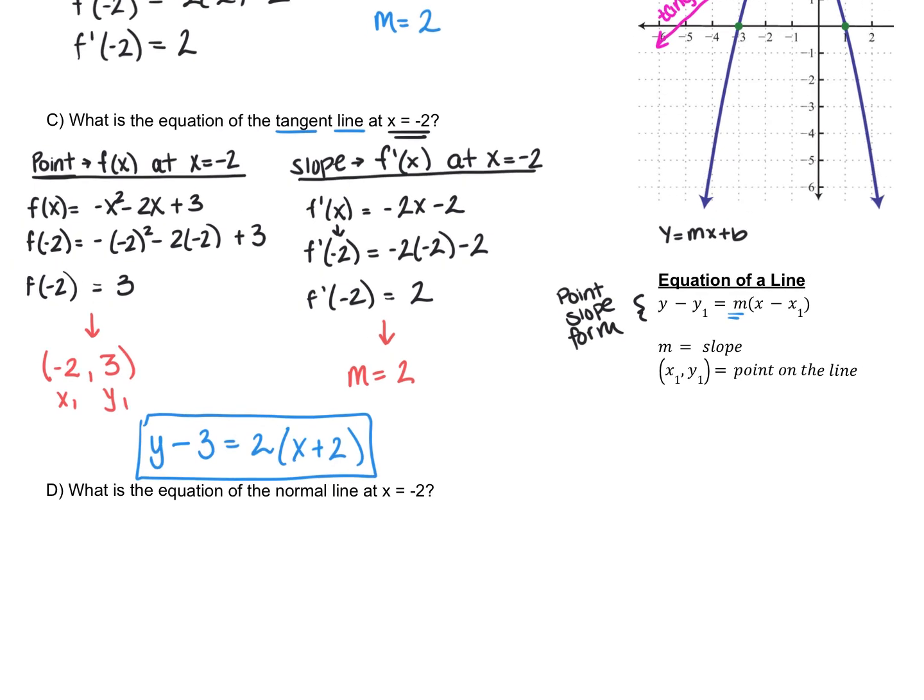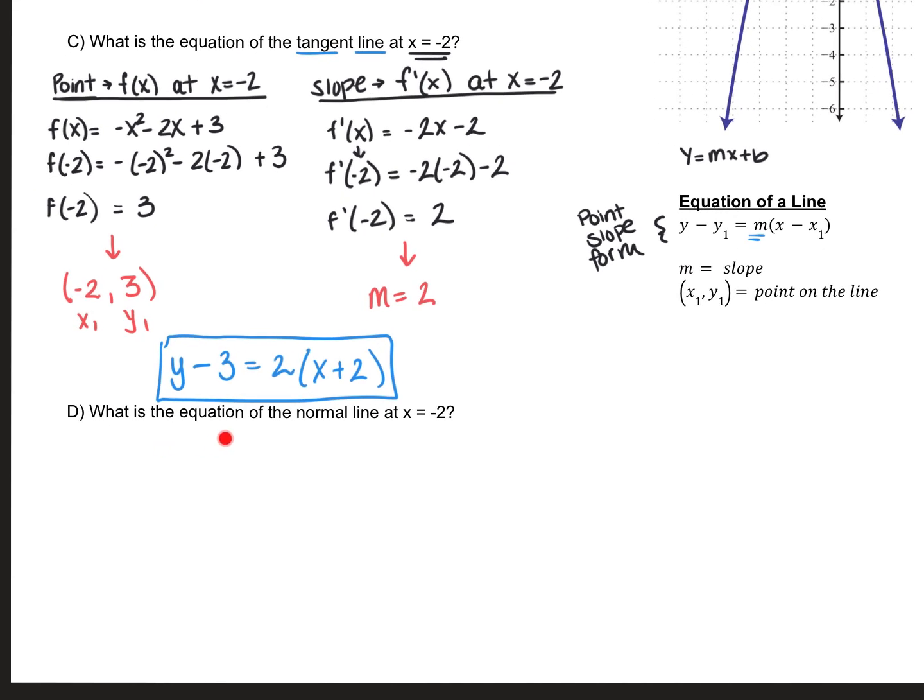Okay, part D. What is the equation of the normal line at x equals -2? So this is here a new definition. A normal line is a line that is perpendicular. That's the symbol for perpendicular. Perpendicular to the tangent line. And we should know that perpendicular lines meet at 90-degree angles.